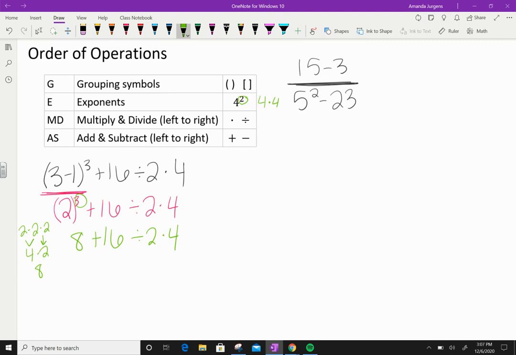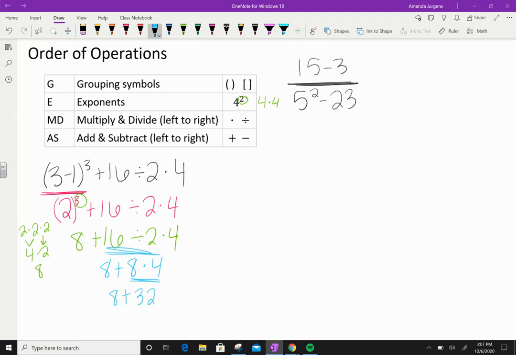And now we look for multiplying and dividing. And I've got multiplying and dividing in this math problem. So we want to work those left to right. Since dividing comes first, we're going to take 16 divided by 2 first. 16 divided by 2 is 8. And again, copy down what's left in your math problem. I still have some multiplication here, so I need to do that before I can move on to adding and subtracting. 4 times 8 is 32. And I can copy down the rest of the math problem.